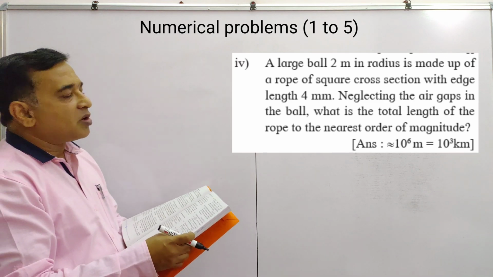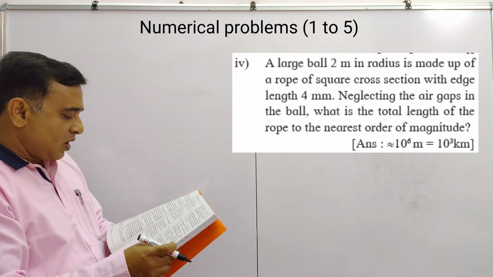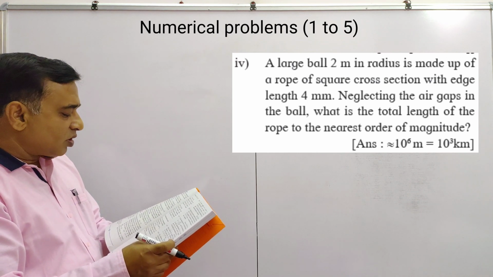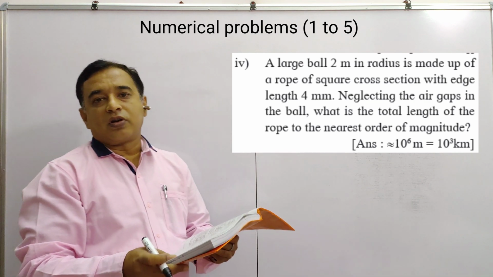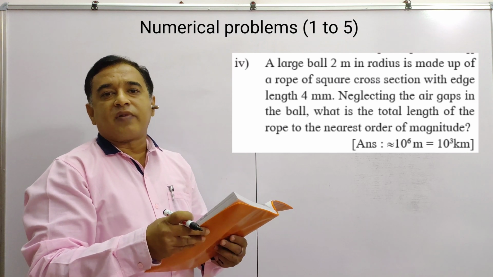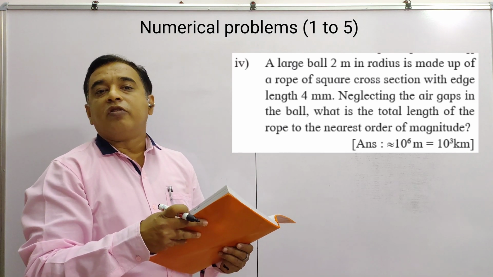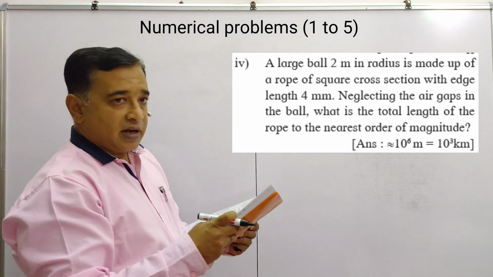We'll have to remember the length. Length is equal to 4 millimeter. Neglecting the air gap in the ball, what is the total length of the rope to the nearest order of magnitude? In terms of order of magnitude, we are going to observe that one. Order of magnitude is a value which is nearest to the value of power of 10. So accordingly, I'm going to get that.